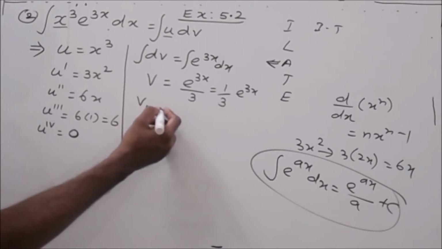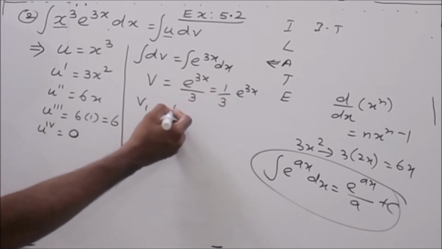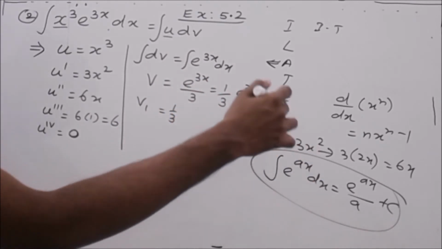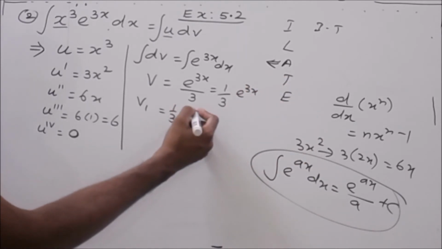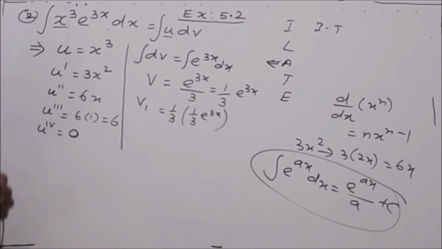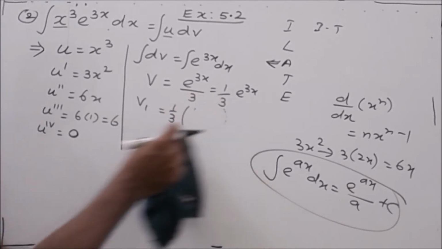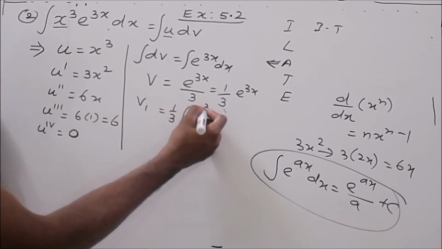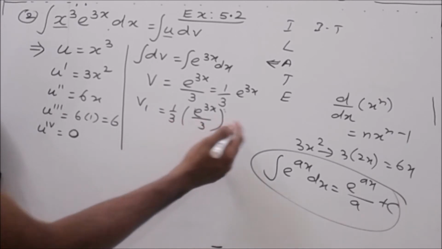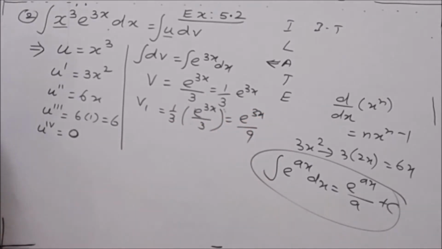So v1 equal to, now integrating again, this is a constant taken out, the integral of e power ax, again e power ax by a, so another term 1 by 3 e power 3x will appear, or e power 3x by 3 you can write, both are same. Now multiply these two, which will be equal to e power 3x divided by 9.